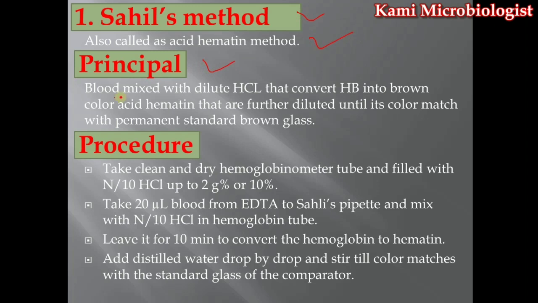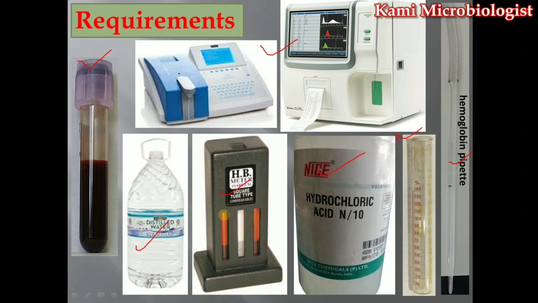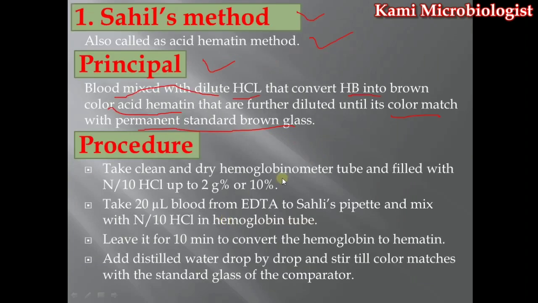First of all, the blood is mixed with HCl. Once it is mixed with HCl, the hemoglobin is converted into brown colored acid hematin. Once it is converted into hematin, it is further diluted until its color is matched with the permanent standard brown glass, which means this one. If the hemoglobin color is matched with this, after that we will estimate the hemoglobin concentration. Now let's talk about the procedure, how we can perform the hemoglobin estimation using this test.